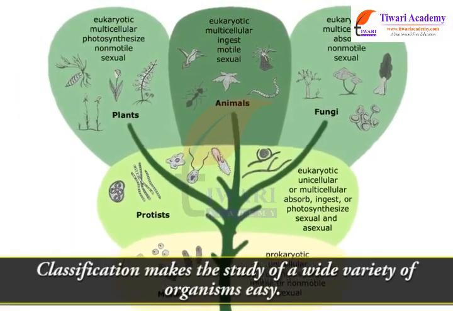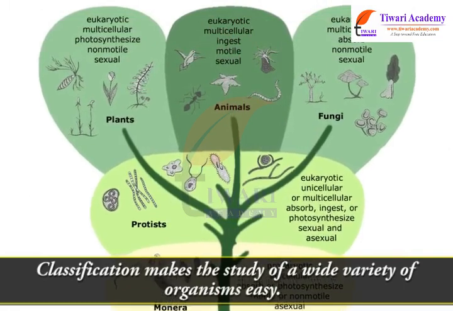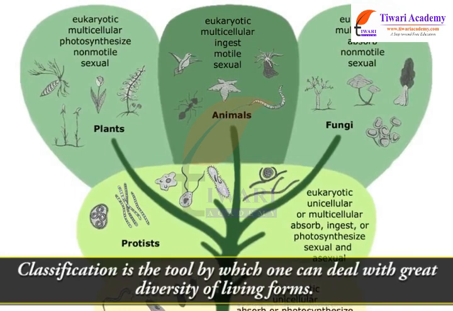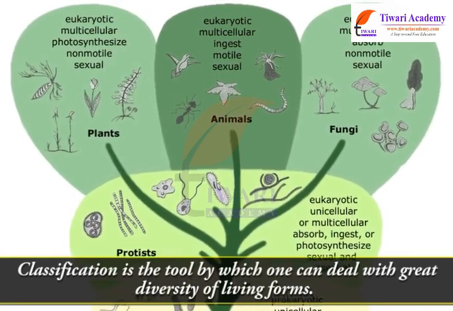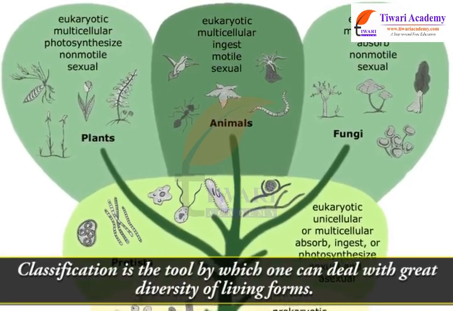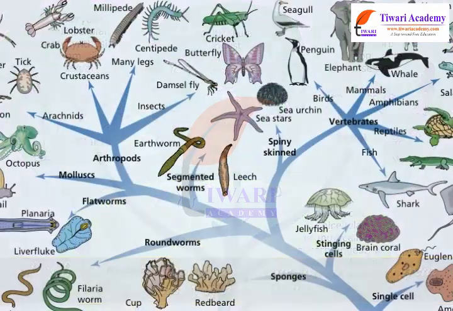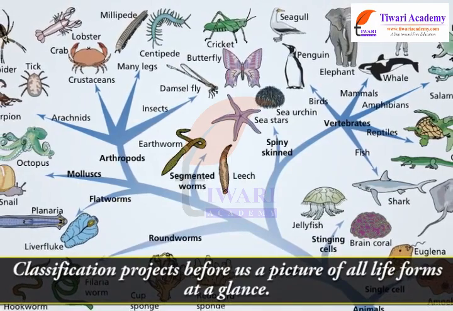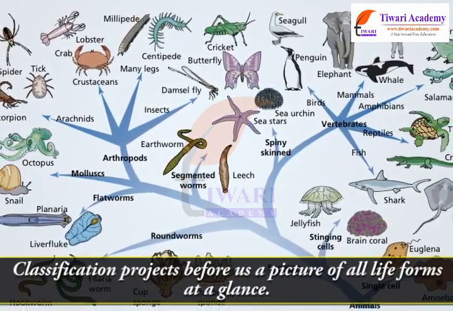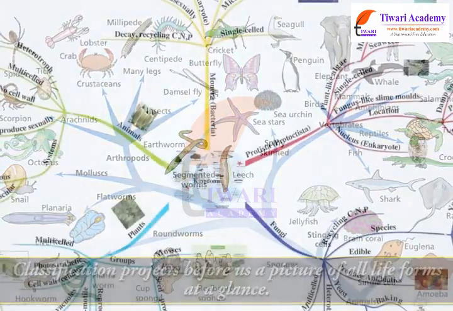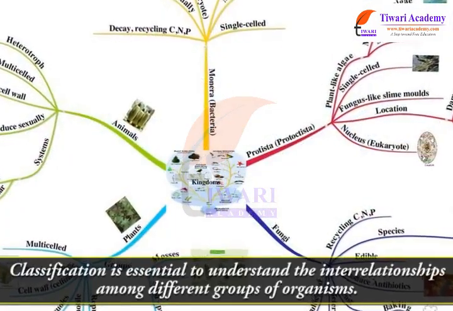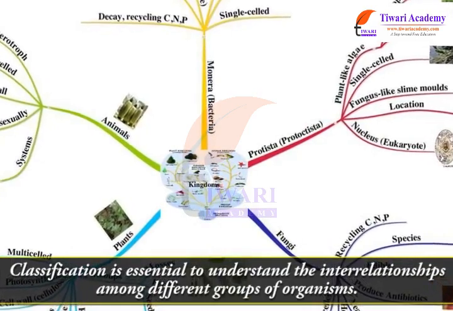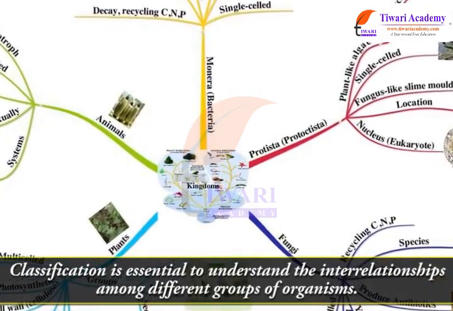Classification makes the study of a wide variety of organisms easy. Classification is the tool which one can deal with great diversity of living forms. Classification projects before us a picture of all life forms at a glance. Classification is essential to understand the interrelationships among different groups of organisms.